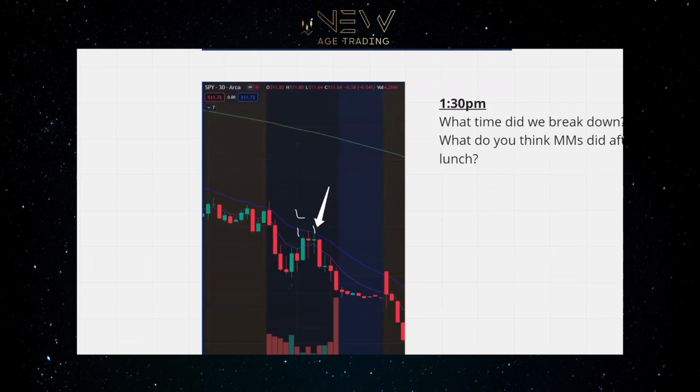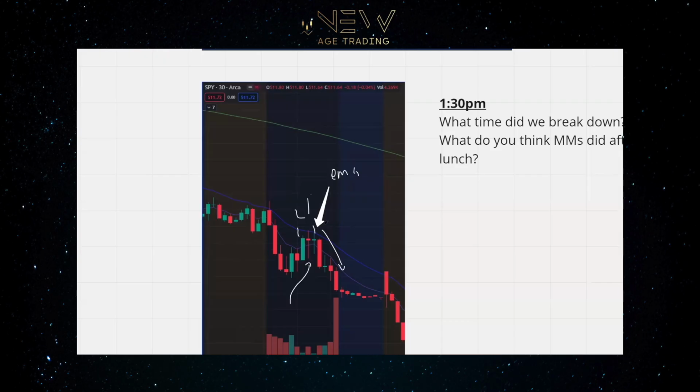Notice the slow trickle back up into the EMA. Slow trickle all the way back up. Shorts are covering, covering, covering. What happens at 1:30? Boop, back down.